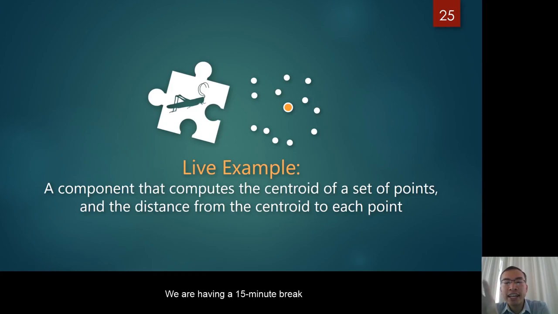It's a component that takes a bunch of points and computes the centroid or the average of these points. It's kind of a useful routine that we can do. The input is going to be a list of points. The output is a single point, which is the centroid, and a list of numbers. These numbers are basically the distance from the centroid to each of the points in the input list. So this example will show you how to do both input as list and output as list.